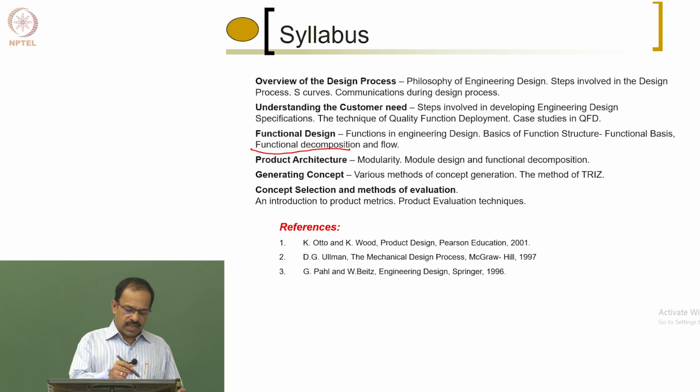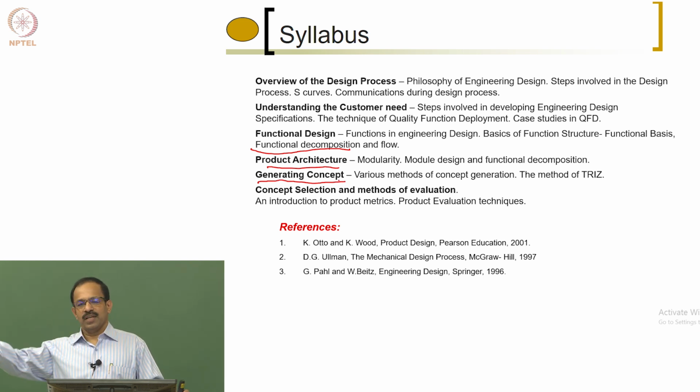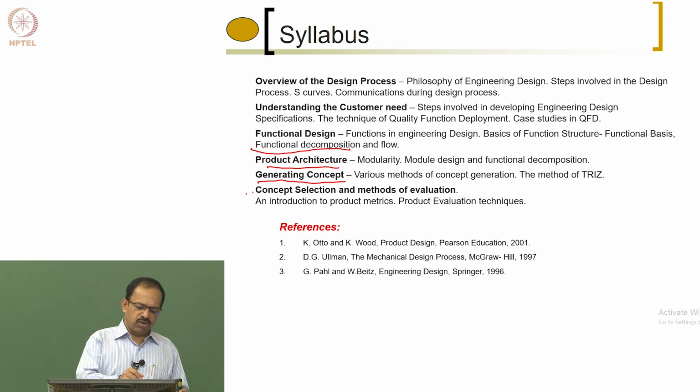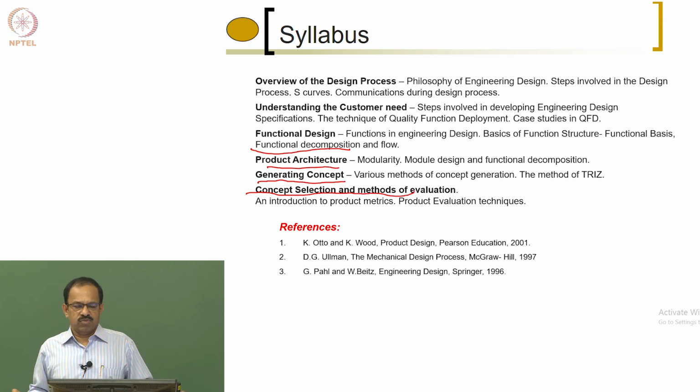And then we look at the architecture, that is the form design part, the architecture of the product, and then how do we generate concepts for new products, because you have to be different from others, or you cannot have the same kind of design form for your product. So we look at how we generate concepts, and then when you have a large number of concepts, how do you do the concept selection and evaluation of these concepts. So these are the parts that we will be covering in this course.